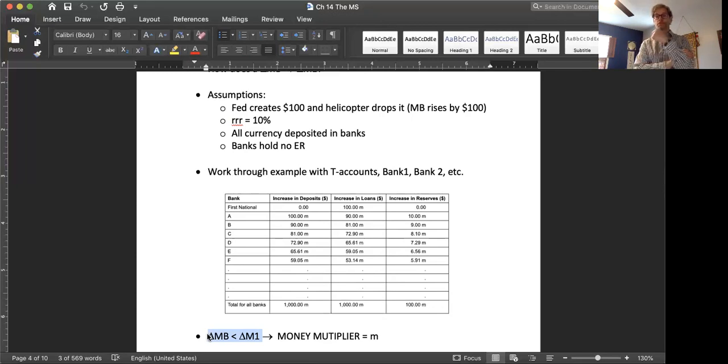Why? Because new monetary base leads to new deposits, which leads to new lending, which leads to new deposits, which leads to new lending. This process gets multiplied in the banking system.